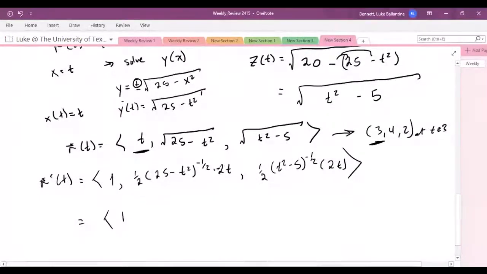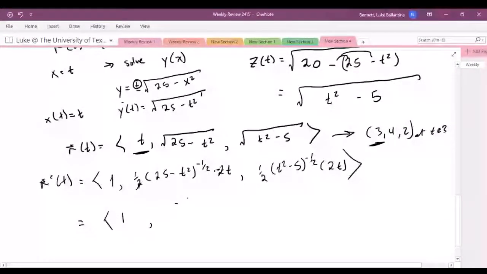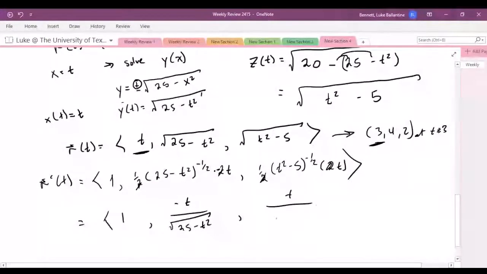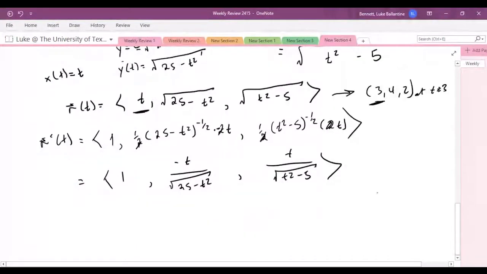So we get 1. The 2 cancels, so we get negative t over the square root of 25 minus t squared. And then the 2's cancel, and we get t over the square root of t squared minus 5. And then we evaluate at the point t equals 3.